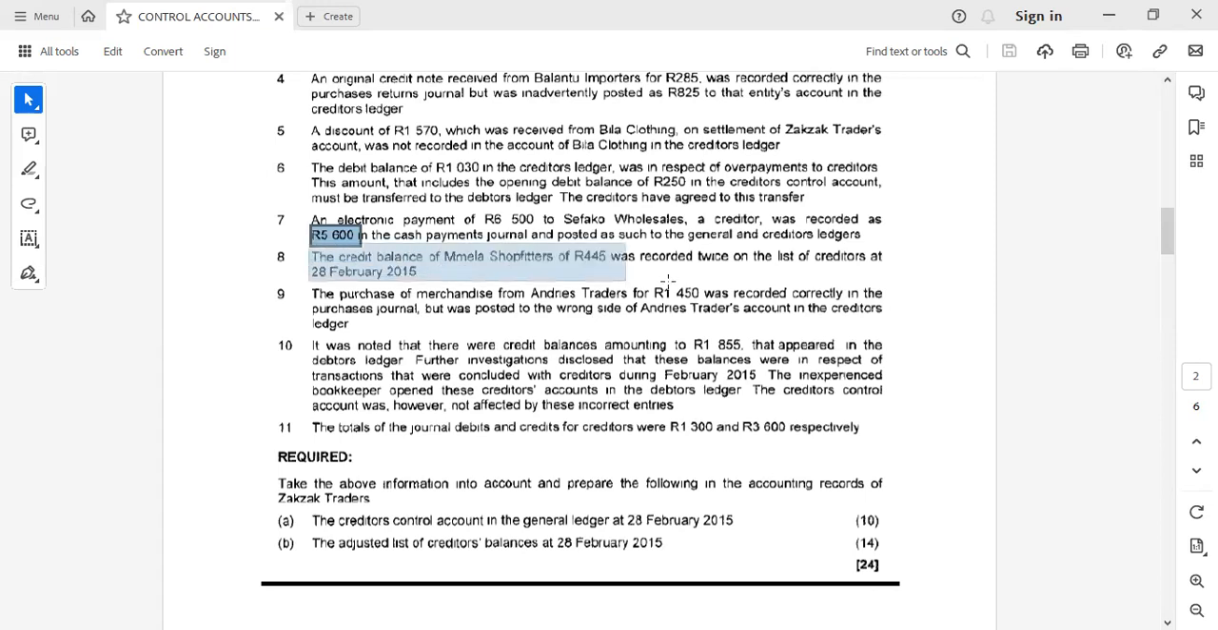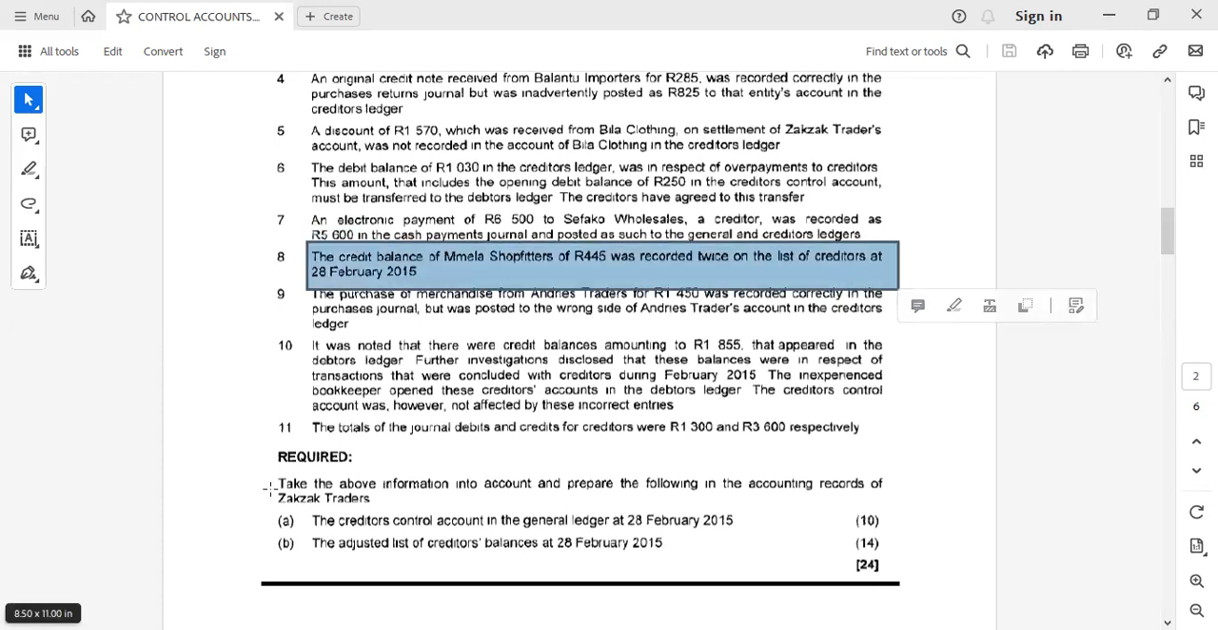The credit balance of Mailer Shop Fitters of 445 was recorded twice on the list of creditors. This one will affect the list. It doesn't affect the control account. An error on the list affects the list.